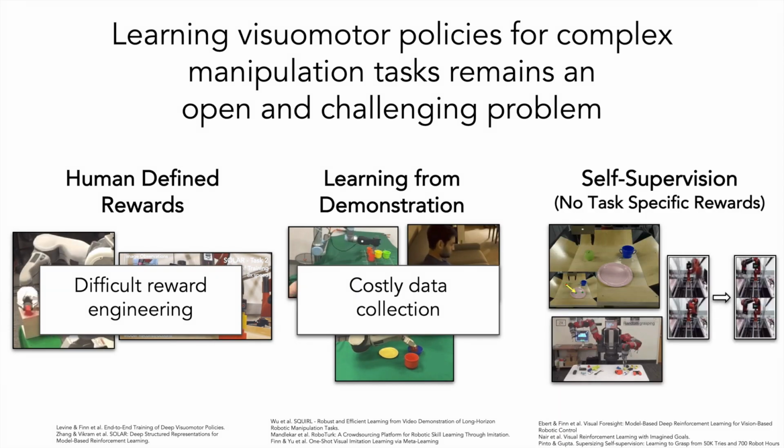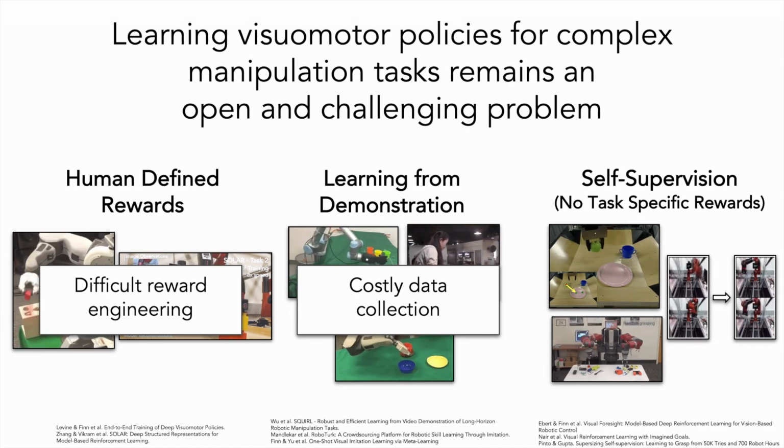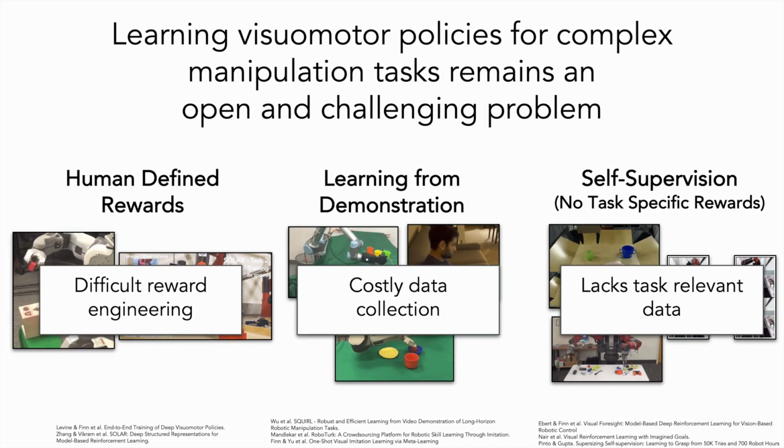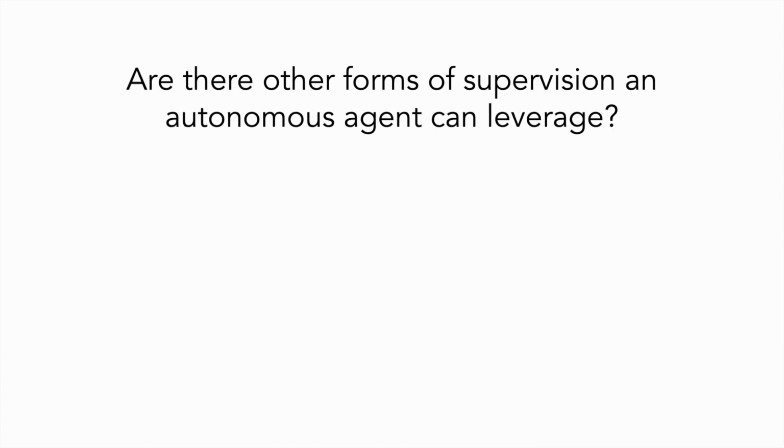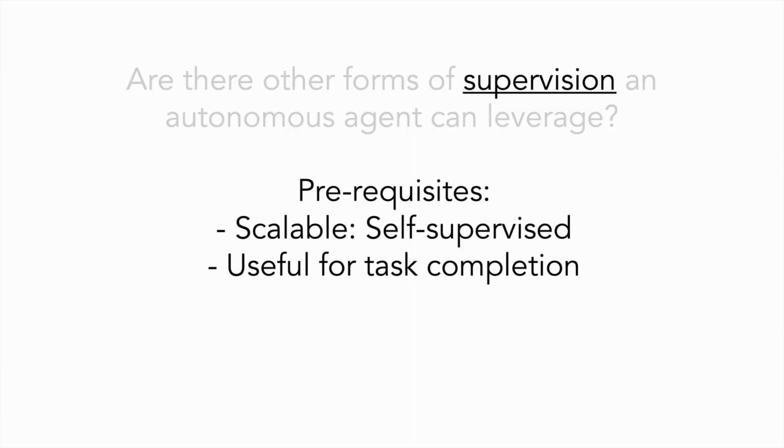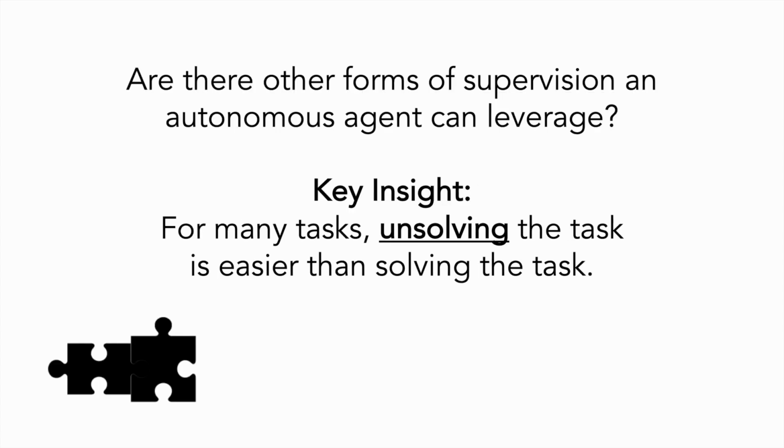To mitigate some of these challenges, self-supervised reinforcement learning aims to learn exclusively from data which the agent can collect by itself, without a human in the loop to provide rewards. However, as a result of not having supervision, much of the collected data is not relevant to the downstream tasks. In this work, we ask the question, are there other forms of supervision an autonomous agent can leverage? Critically, we'd like this supervision to be scalable and as a result self-supervised and not depend on any task-specific rewards. Additionally, we'd like the data we collect with this method to be useful for downstream task completion.